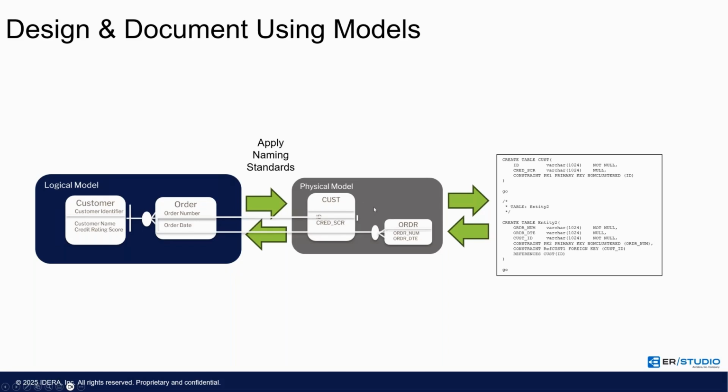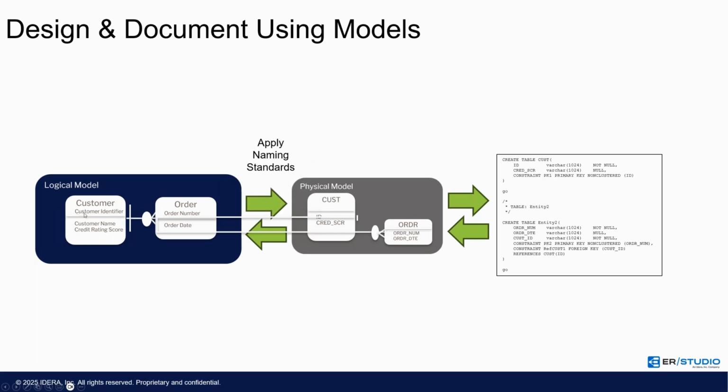We can then use the tool to generate a physical model that is aligned with the technology that we're going to use, whether it be a JSON file, a database structure, whatever it is. And the physical model will have all sorts of extra stuff in it, which is relevant to that particular technology.